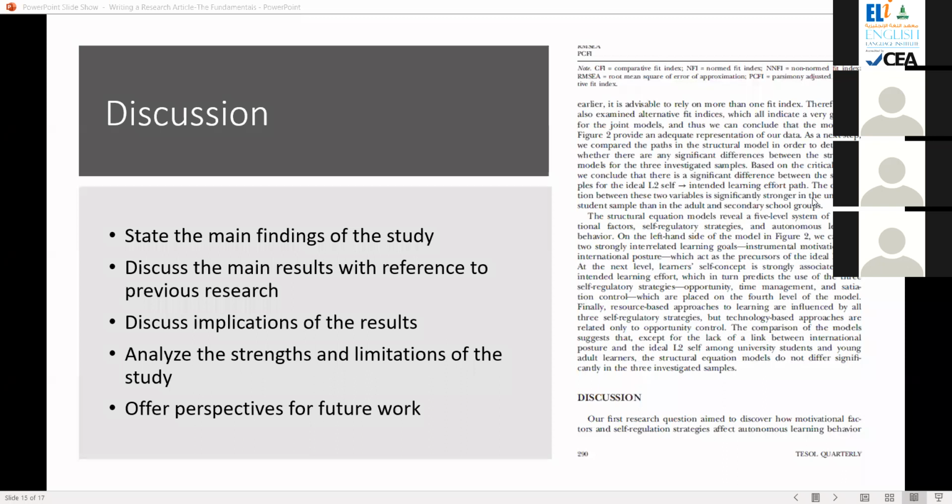How do I know the limitation of the study? Well, consider, for example, sample size. If you want generalizable results, you have to consider sample size. If the population is 1,000 and your sample size is only 20, then you cannot say that this is generalizable. So this is a limitation, for example.